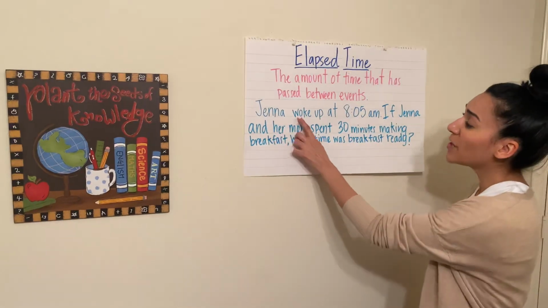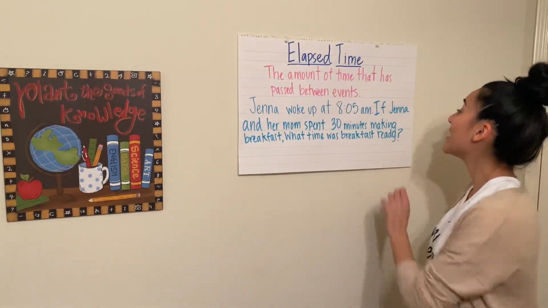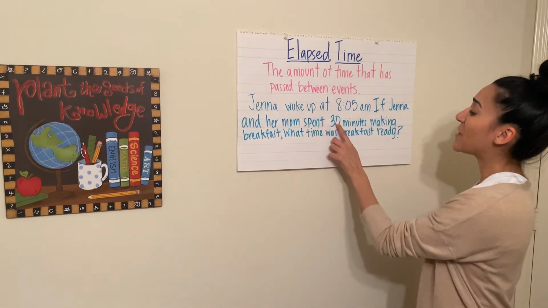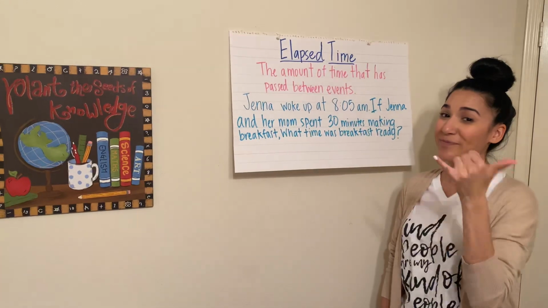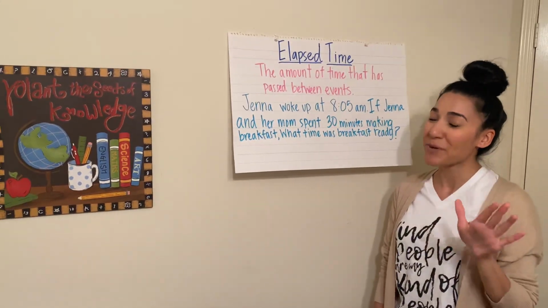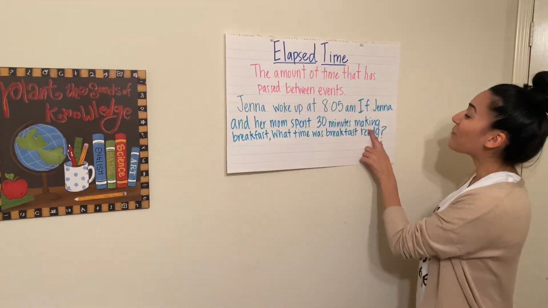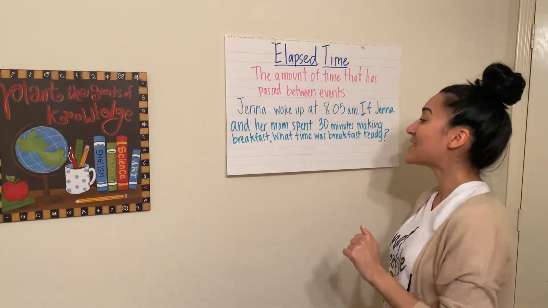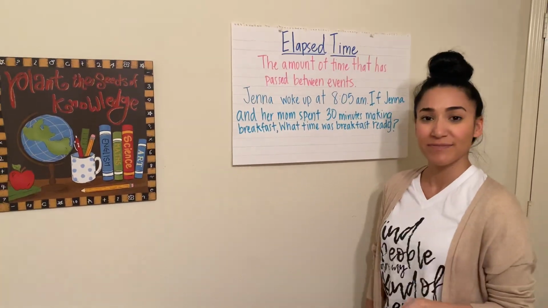Okay, so I have this problem here. It says, Jenna woke up at 8:05, so she woke up earlier than us. If Jenna and her mom spent 30 minutes making breakfast, who else is making breakfast at home? Same thinking. That's probably my favorite part about being home, being able to make breakfast every day. Well, if Jenna and her mom spent 30 minutes making breakfast, what time was breakfast ready?